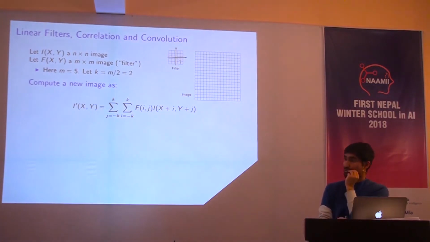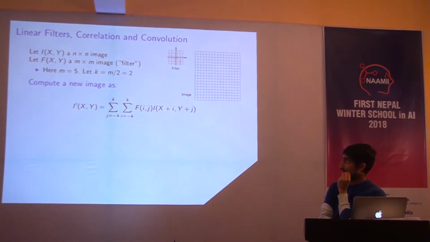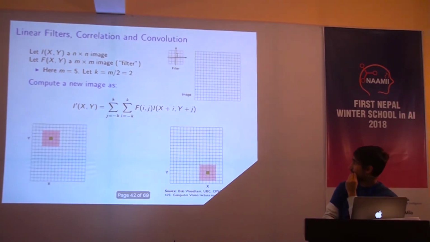The tool we have is a convolution, where we want to compute the new image by multiplying. You can think of this as multiplying this pixel here.